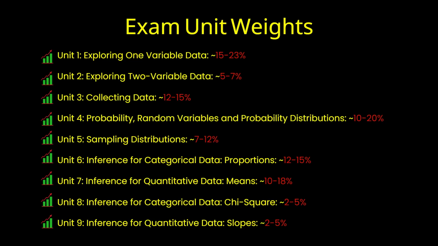Before we get into the actual breakdown of multiple choice and free response, I want to show you this chart here of exam unit weights. There are the 9 units in AP Stats, and here is the typical range of percentage weight that each unit is on the AP Stats exam as a whole. So for example, Unit 1 typically is going to consist of 15 to 23% of the exam questions, and you can see the rest of the units there.